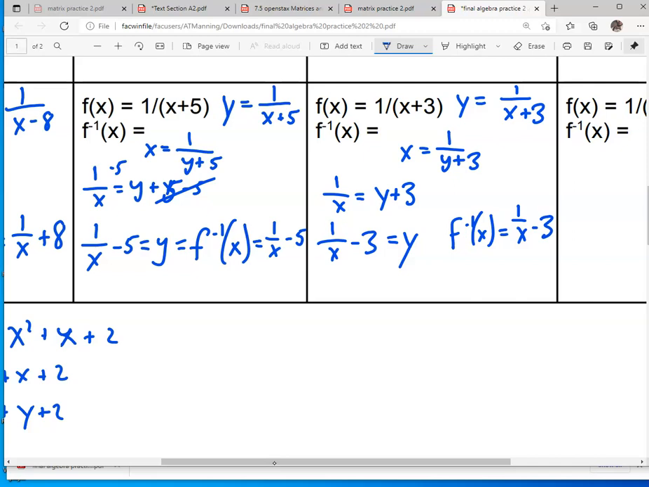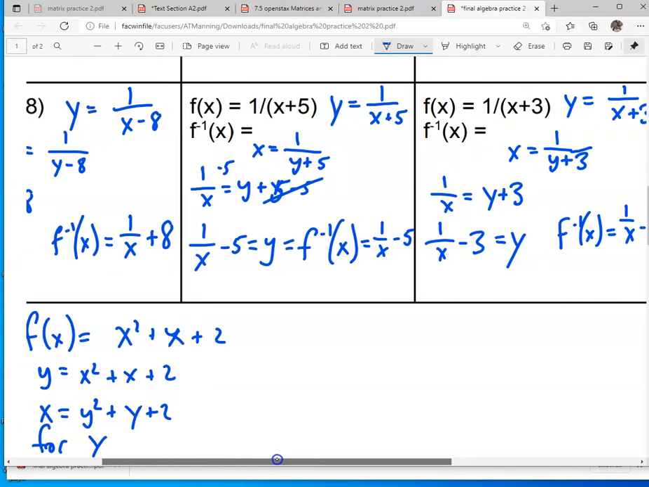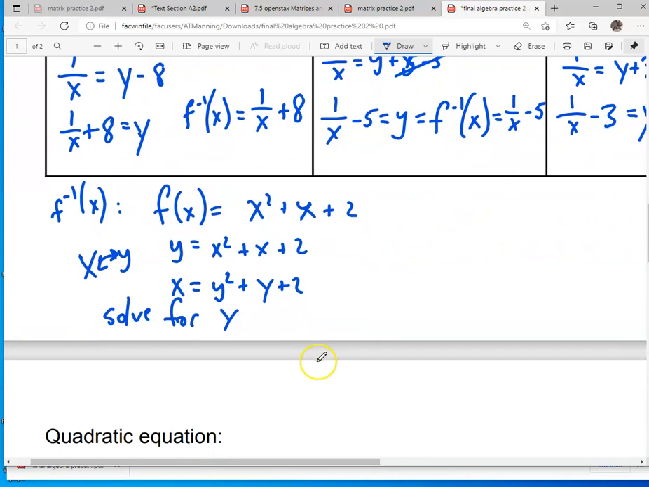Now, you're not always going to have fractions to worry about. Remember the steps: you set y equal to that function, swap x and y, then solve for y. Get y by itself on one side of the equality, and you have then found f inverse of x. I'll leave that last one blank for you to work through. If you can work that fourth column out on your own, you're doing pretty well and should be ready for those problems on the final.